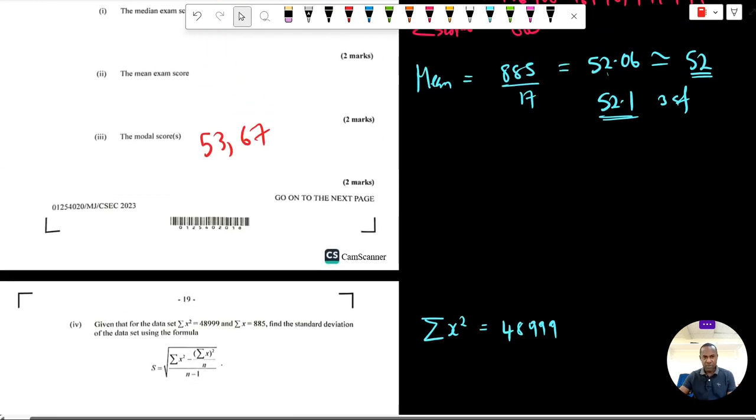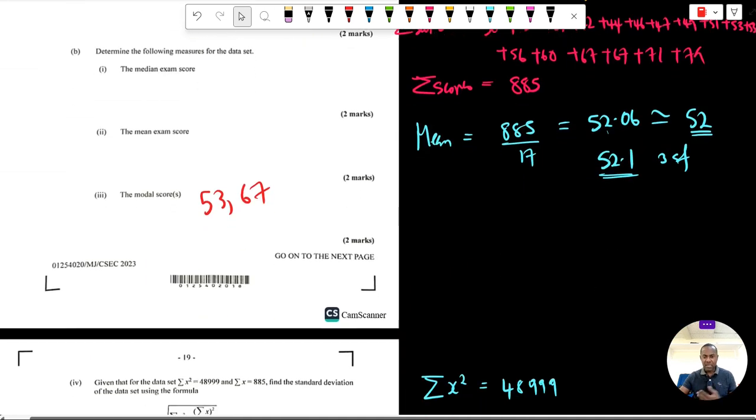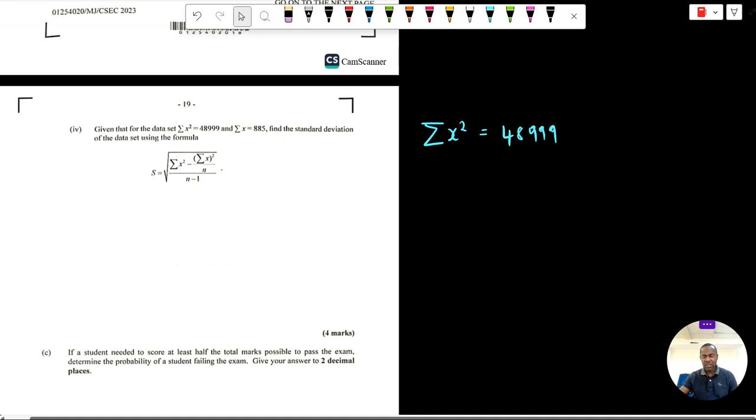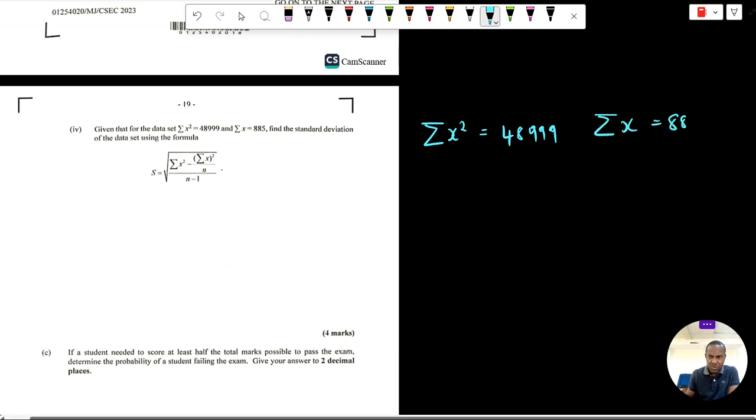So if we look back at our stem and leaf diagram, we had 17 scores. If we want to determine sigma x squared, we'd have to square each score, then add up all of those squares, and that would give us sigma x squared. But that has been done for us, and so we have that sigma x squared is equal to 48,999. We're also given sigma x, which of course we worked out earlier, to be equal to 885.